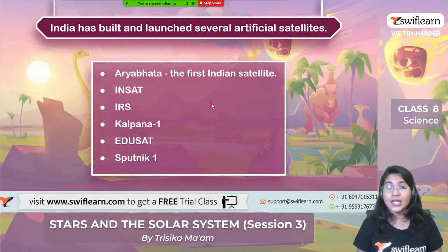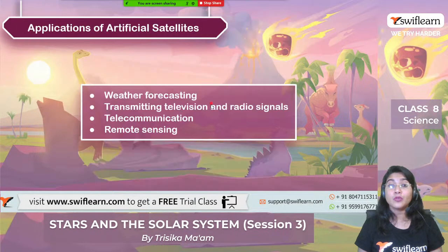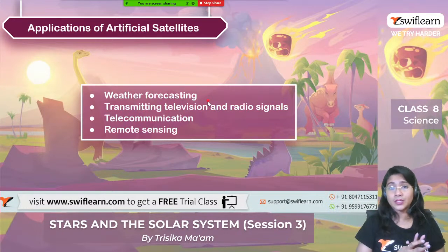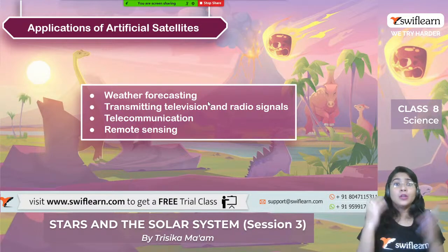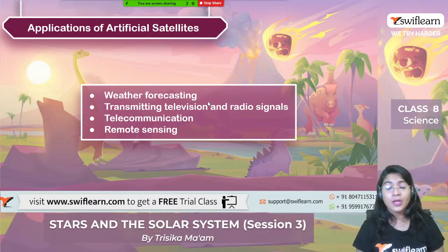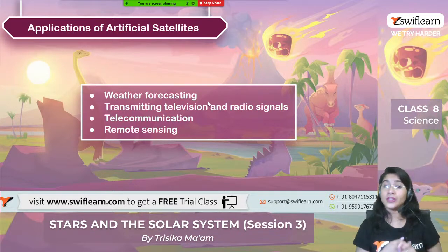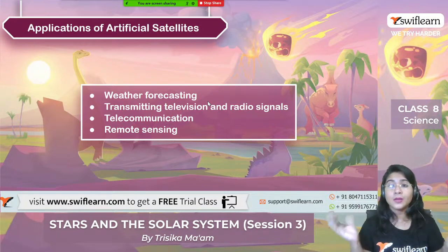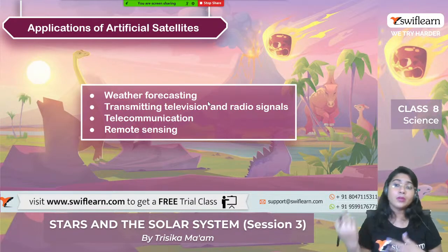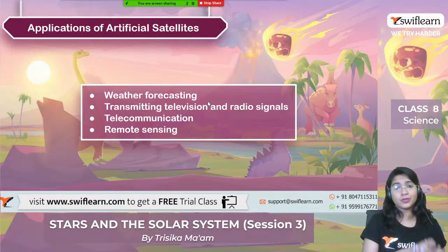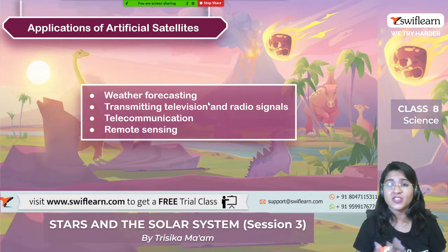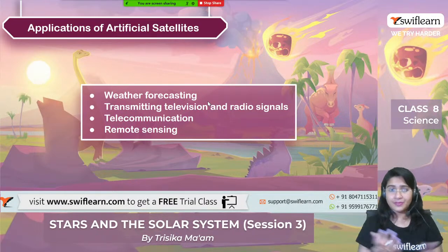Now let us find out the last portion of today's chapter, that is the role and application of the artificial satellites, why they are sent to space, and what different things they look after and give information about. Definitely the very first thing is weather forecasting. How is the weather in the different countries and locations all over the world? They give the information to the earth, and accordingly we can prepare for the various types of natural calamities as well as other things, right?